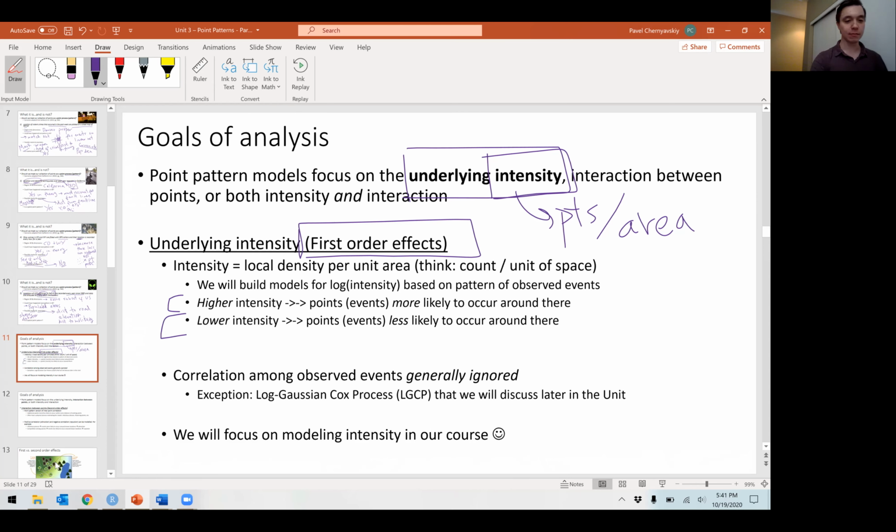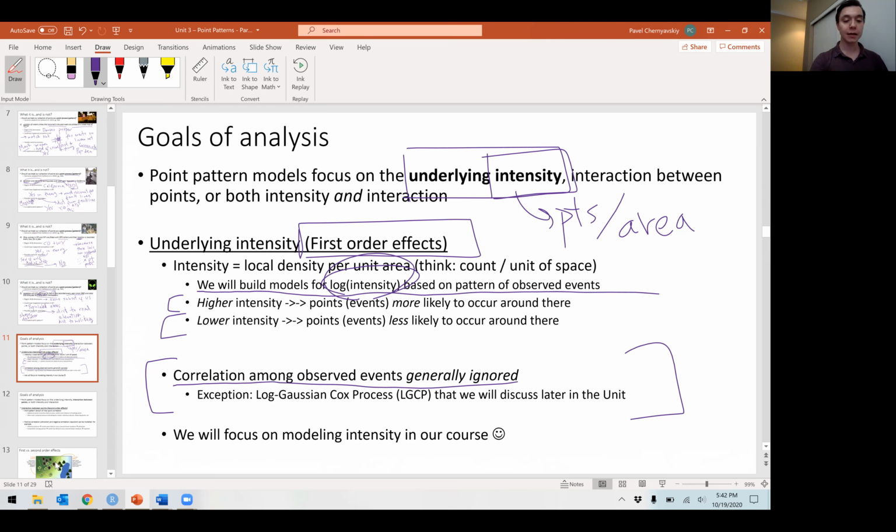So this is really most of the time how we will build our models. Based on the pattern of our observed events, we will build models for the log of intensity. Intensity is non-negative. The smallest it could be is 0, where there are no events and it is very unlikely to observe an event. So we will be building models on this log scale. Correlation is generally ignored. This will be clear when I show you how we put the models together. We don't generally account for correlation inside of the likelihood.